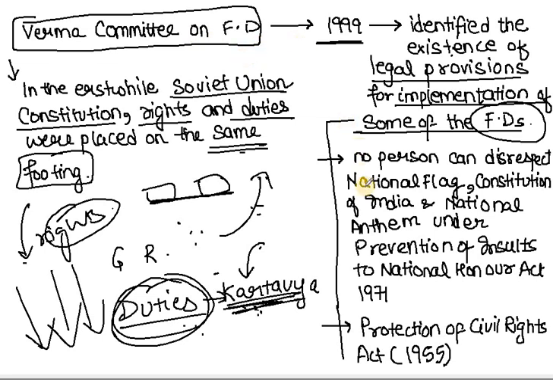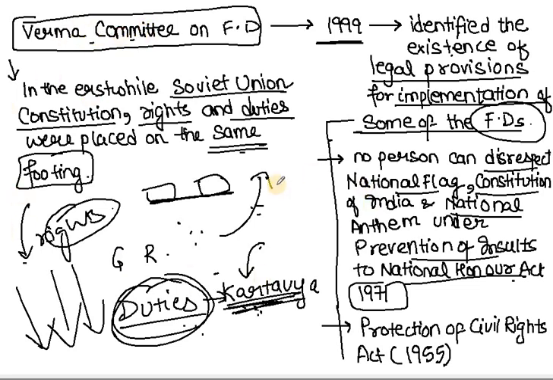So the Verma Committee said that some of the fundamental duties, yes, should become enforceable. For example, protection of civil rights: the 1955 Act provided for punishment in case of any offence related to caste and religion. No person can disrespect the national flag, Constitution or national anthem under the Prevention of Insults to National Honour Act 1971. Some of the fundamental duties should become legally enforceable. That was the recommendation of the Verma Committee also.